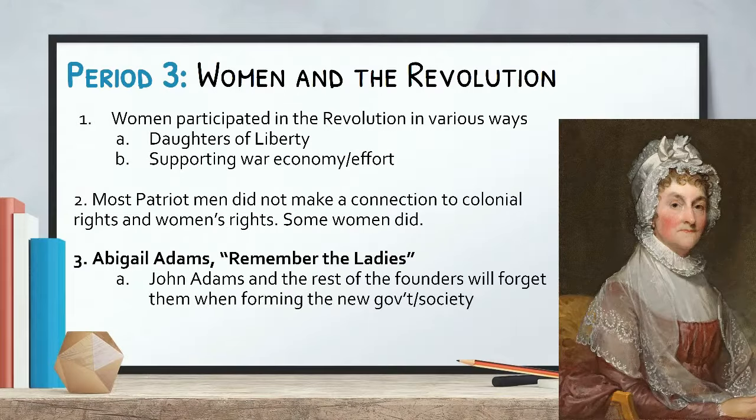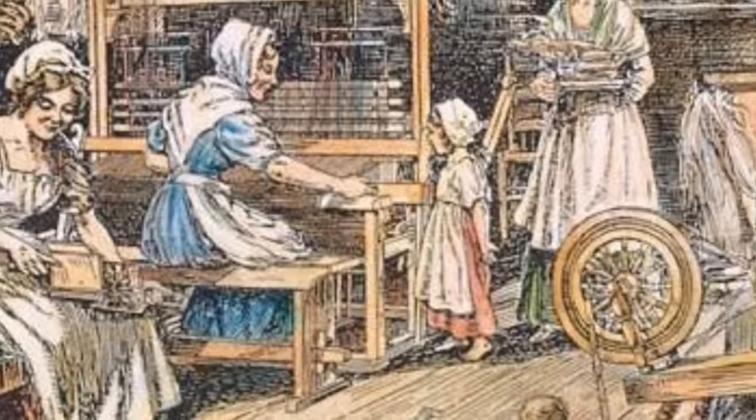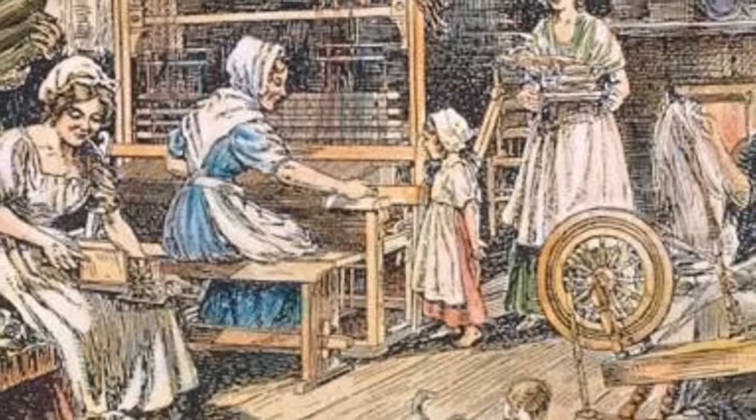Moving on to Period 3, we need to evaluate how the Revolution impacted women. First, women participated in the Revolution in various ways. The Daughters of Liberty were a radical patriot group. They aided their fellow disgruntled colonists, the Sons of Liberty, in protesting and boycotting various acts like the Stamp and Townshend. Later on during the Revolutionary War, patriot women helped the effort in various ways. One specific example was the organization of spinning bees to provide clothing for the soldiers.